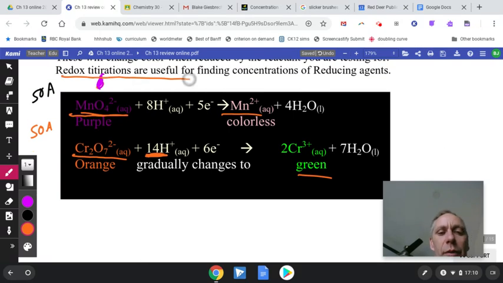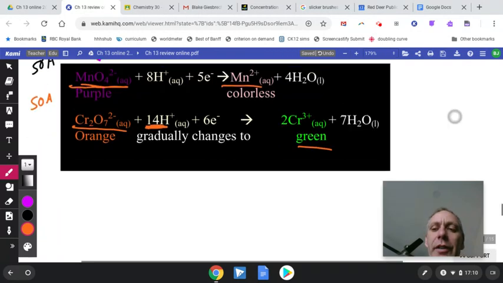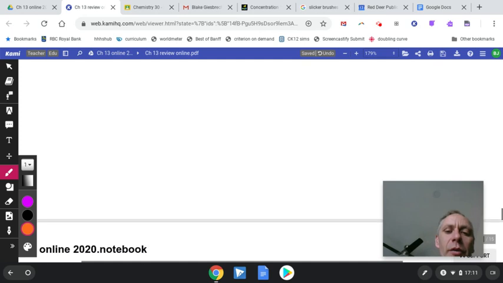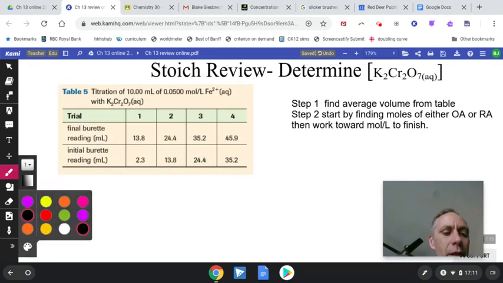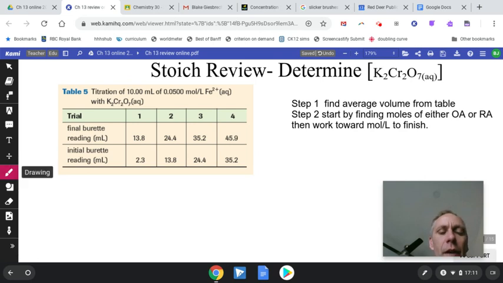And they're really helpful to allow us to find concentrations of reducing agents. So that's what you use redox titrations for. We're going to do one together and then call it a day. Okay, so you're always given a titration chart. The title of the chart gives you lots of information.